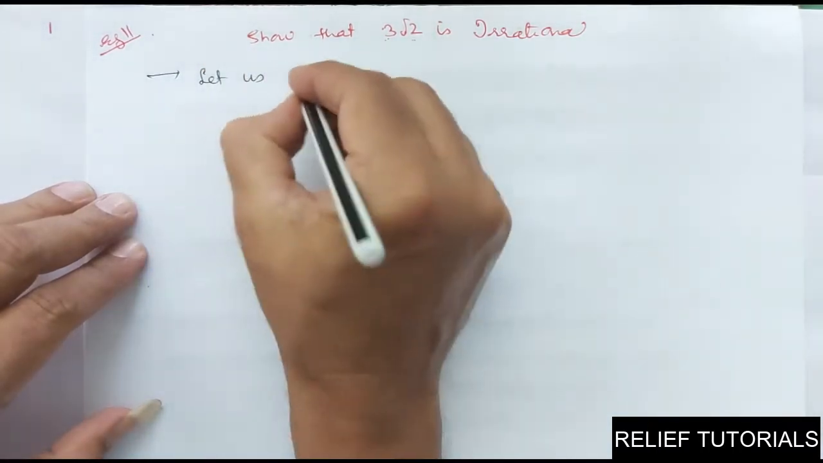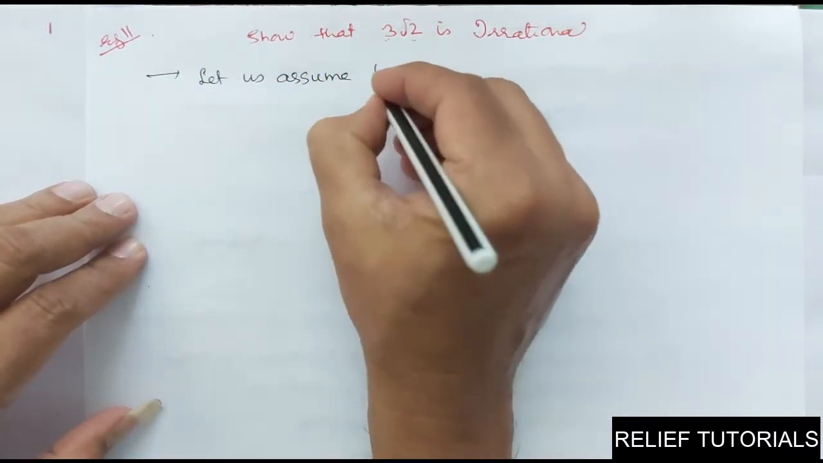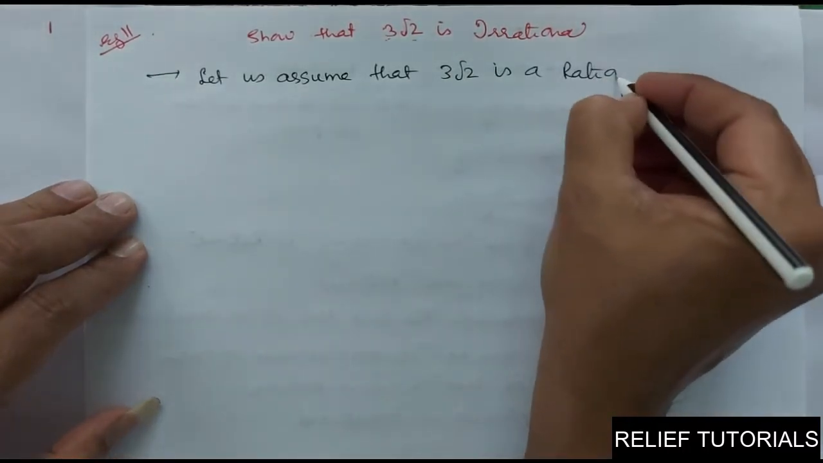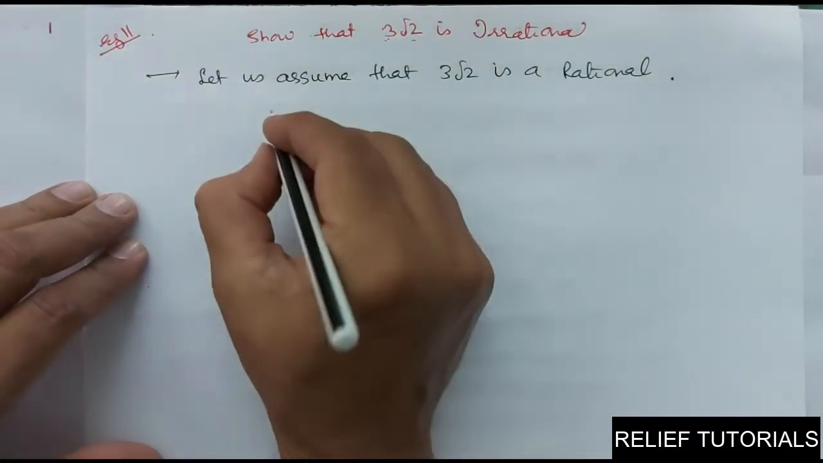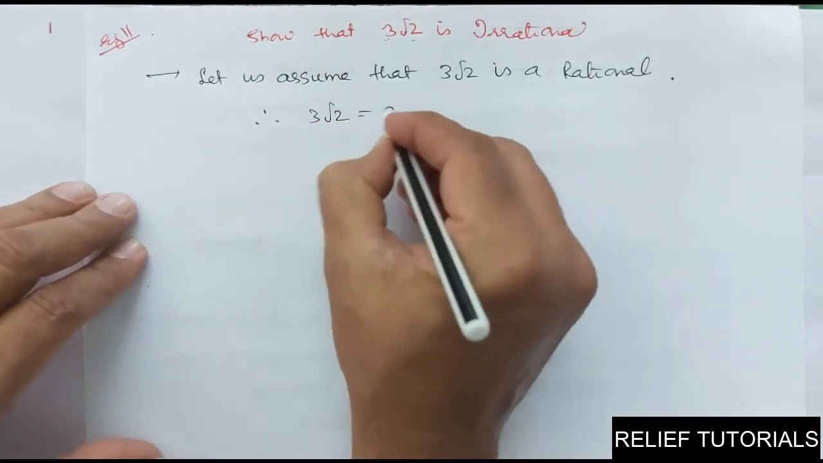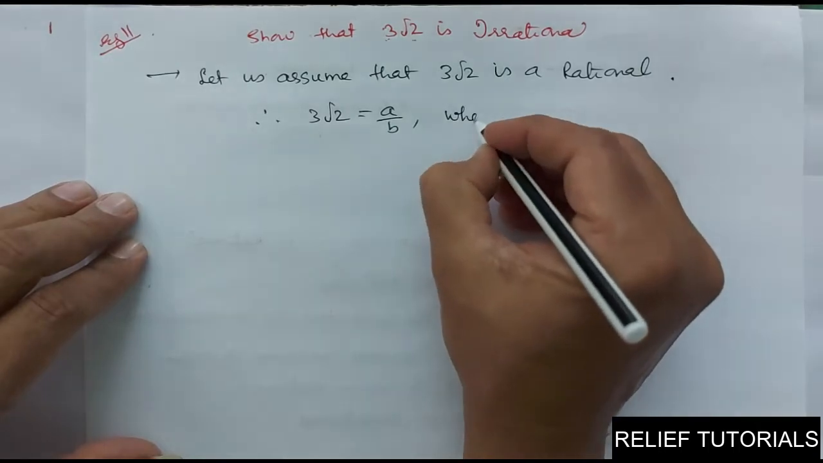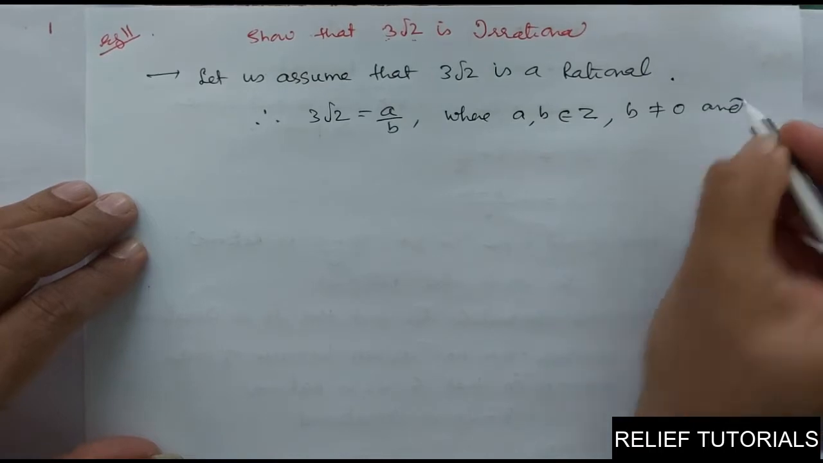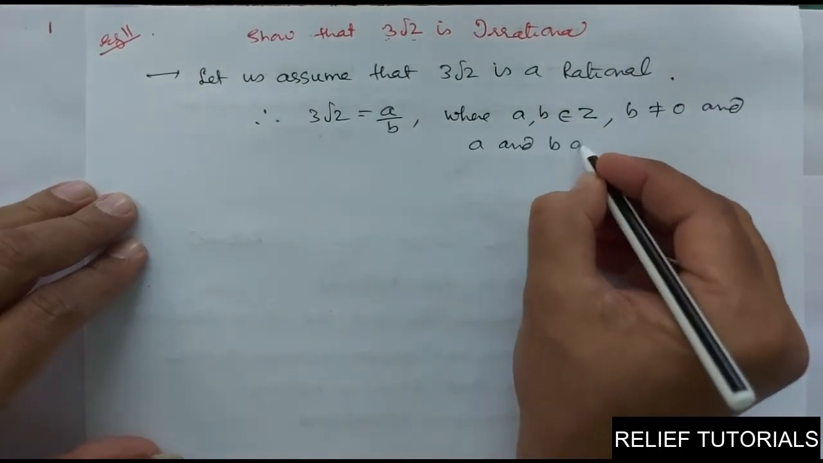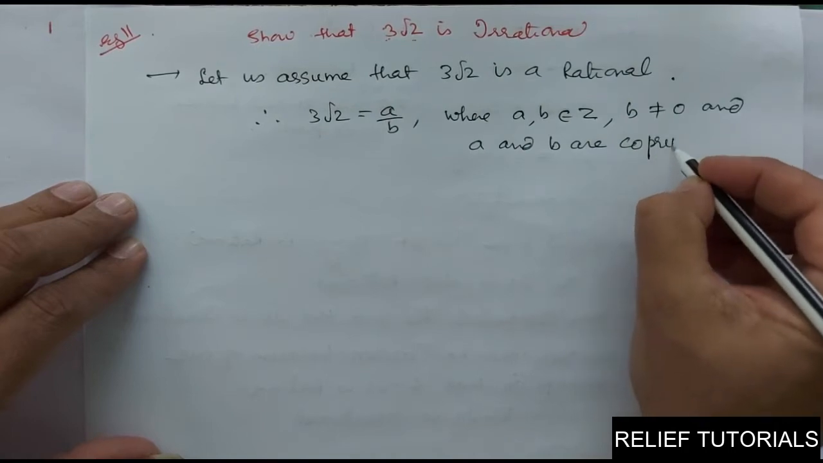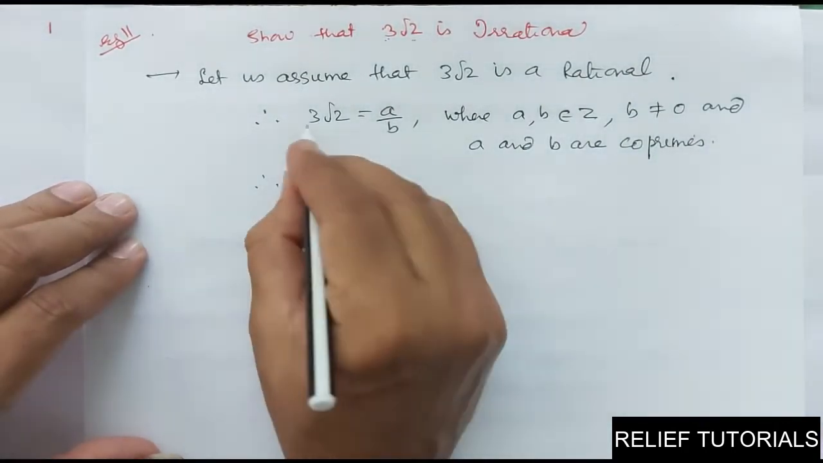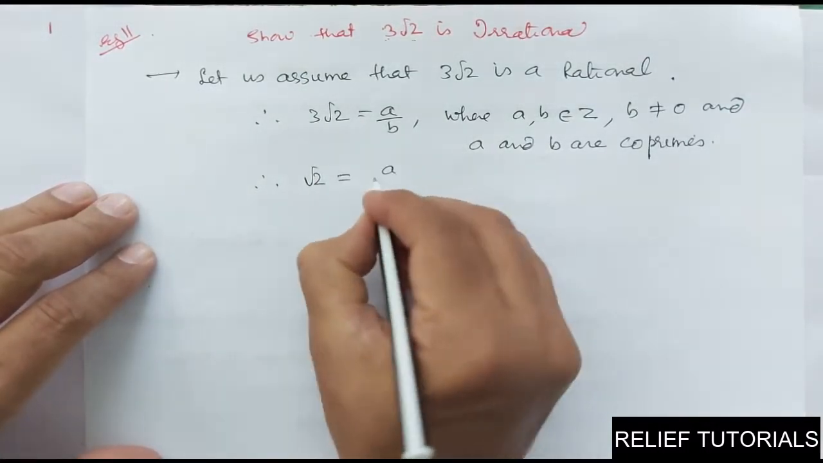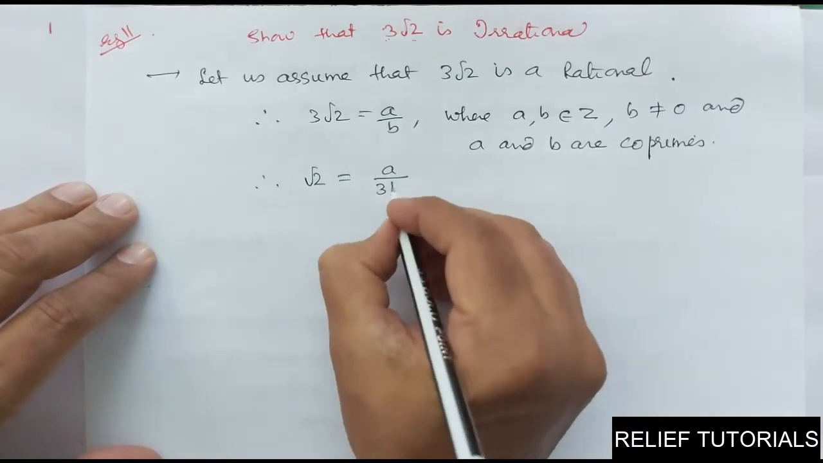Let us assume that 3 root 2 is rational. Then we will say our assumption is wrong. So therefore 3 root 2 is equal to a by b, where a comma b belongs to Z, b is not equal to 0 and a and b are co-primes. So therefore from this, which is irrational? Root 2. So we'll find the value of root 2, which is equal to a by 3 multiplication. When it goes here, division, 3b.